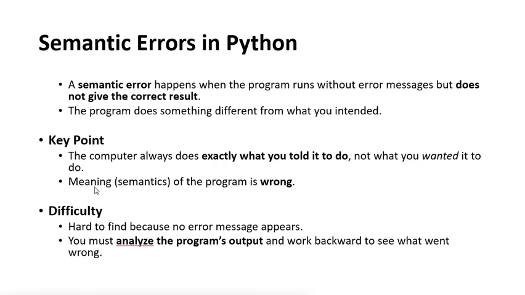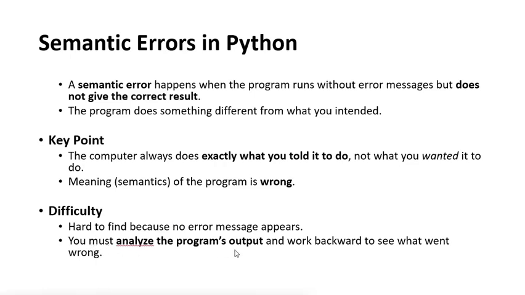Got it? Here, semantic means the meaning of the program is wrong. Somewhere you have made some mistakes. That's why it is giving wrong output. It is very difficult to find where exactly the bug occurred because you can't see any error message. That's why it is very difficult to find a semantic error in the program.